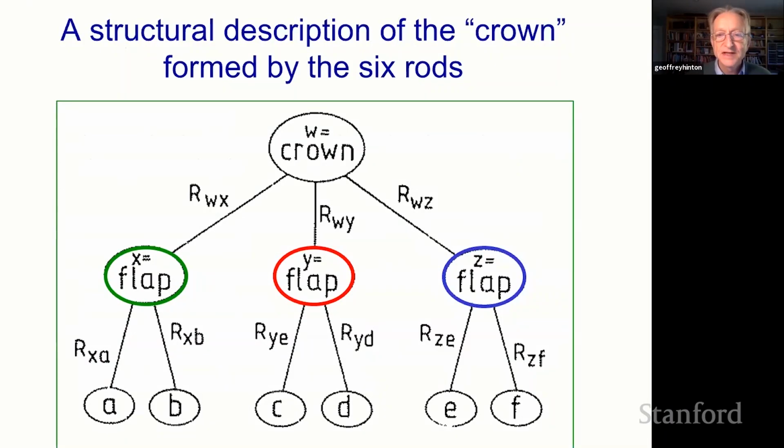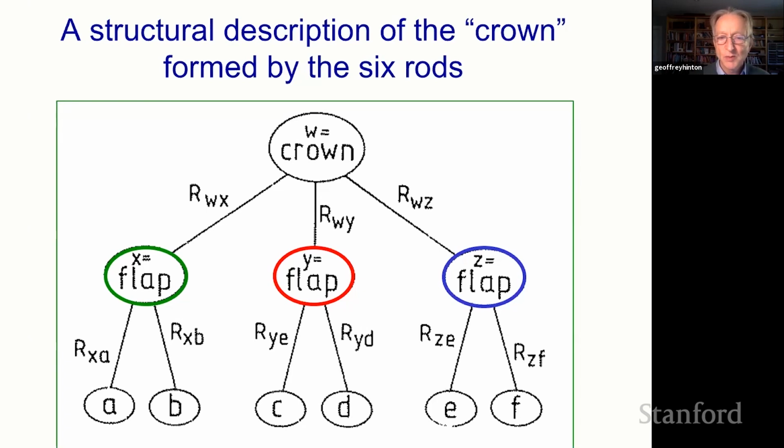So this was drawn in the 1970s. This is what AI was like in the 1970s. This is a sort of structural description of the crown interpretation. So you have nodes for all various parts in the hierarchy. I've also put something on the arcs. That RWX is the relationship between the crown and the flap. And that can be represented by a matrix. It's really the relationship between the intrinsic frame of reference of the crown and the intrinsic frame of reference of the flap. And notice that if I change my viewpoint, that doesn't change at all.